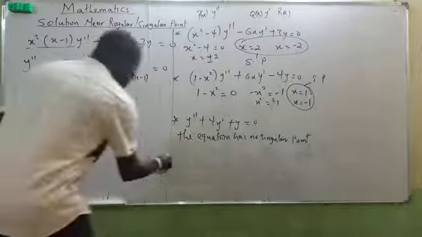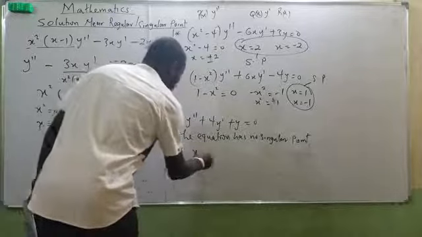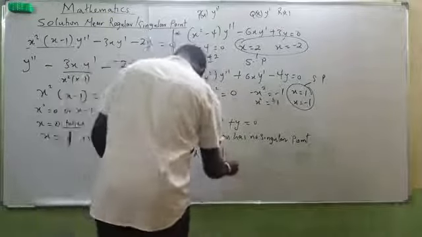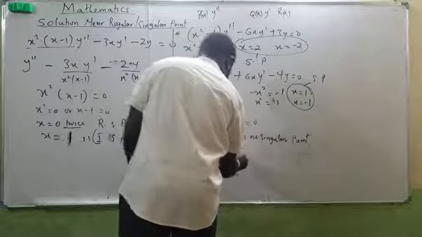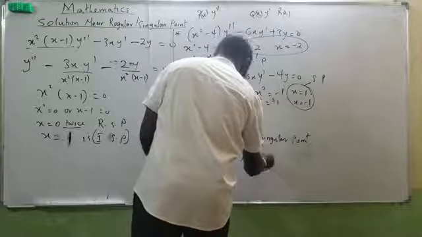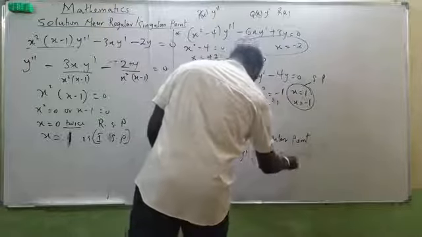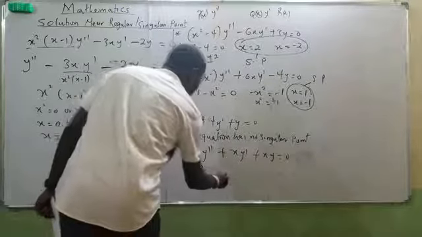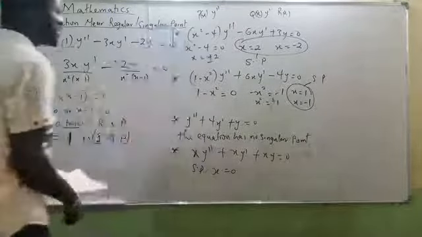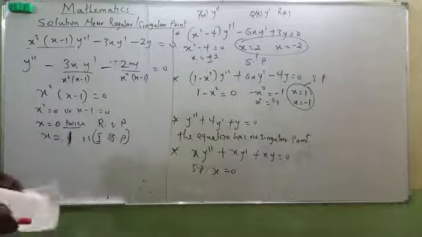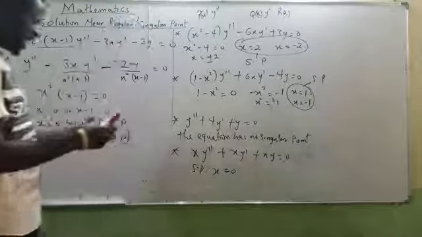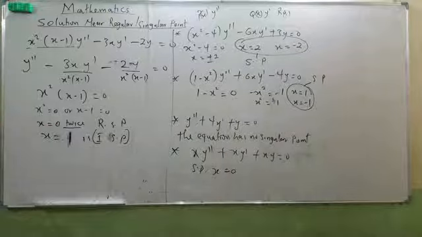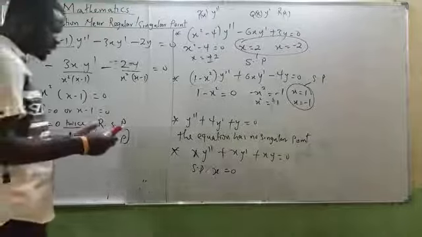Now, for instance, if I have something like this, x y prime prime plus x y prime plus x equals 0. Now, it means my singular point will be x equals 0. Please take note of that. Take note of this very, very well. I think you have been fine. This is going to be singular point and regular singular point.